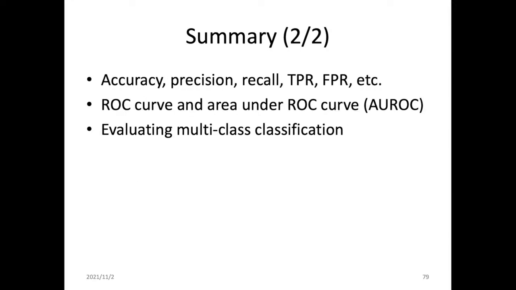We talked about some different evaluation metrics. We talked about accuracy, precision, recall, sensitivity, specificity, true positive rate, and false positive rate, based on the confusion matrix. We also talked about the ROC curve and the area under the ROC curve. And today we also talked about the evaluation metrics for multi-class classification.